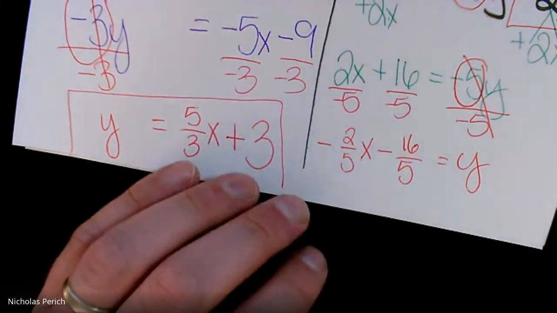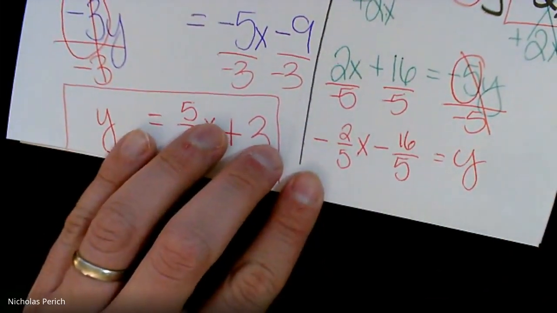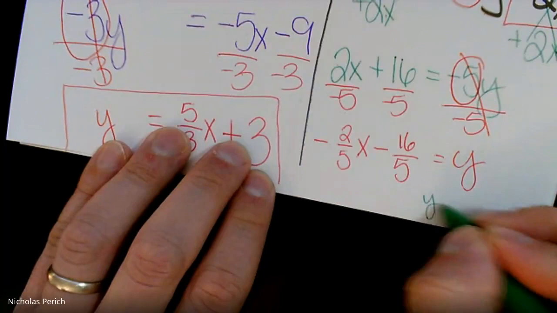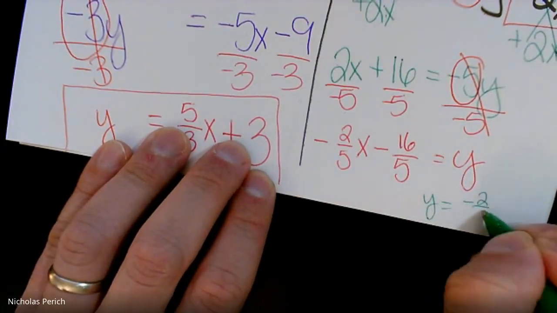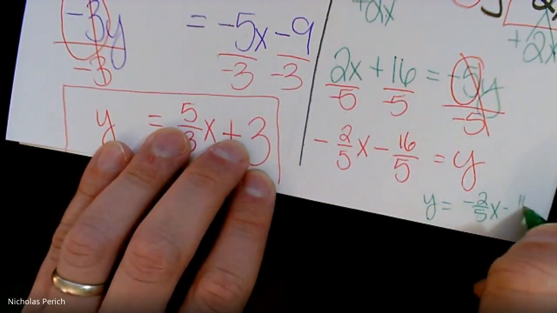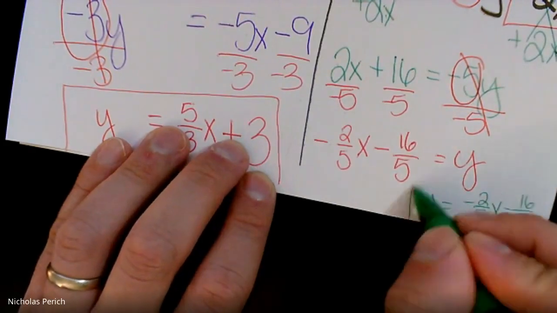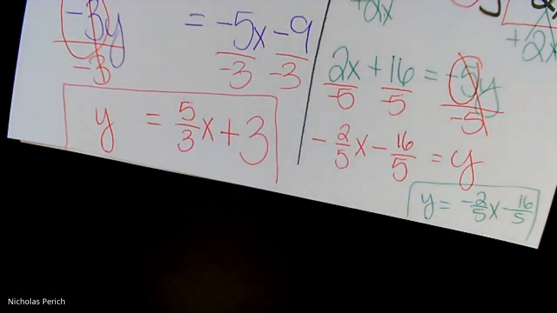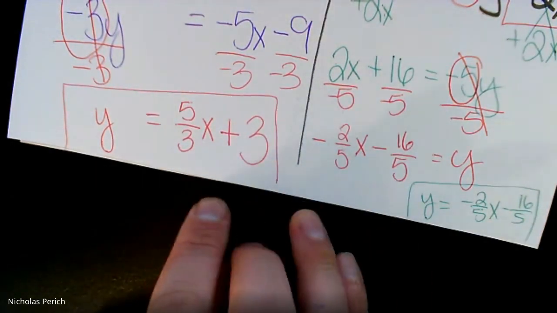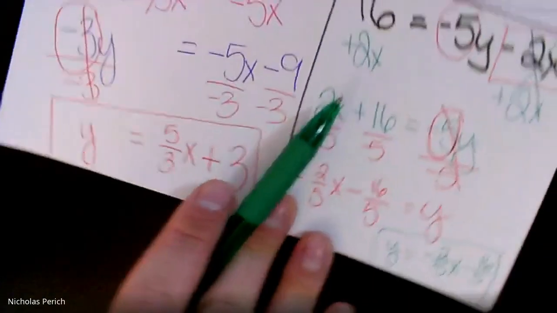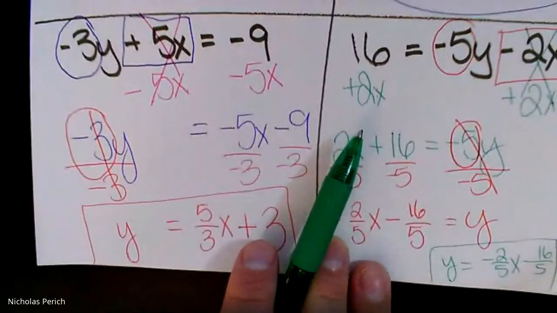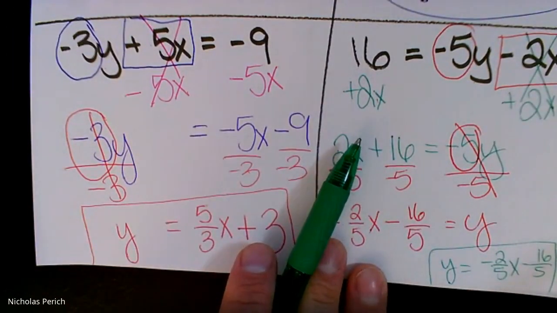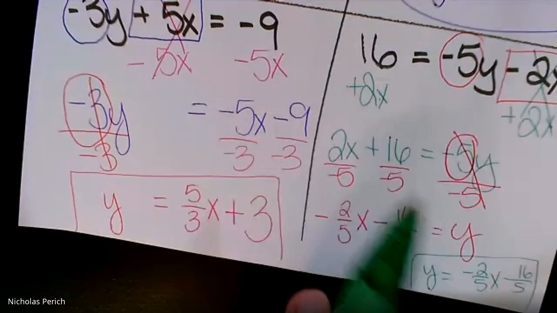Yeah, we have to flip the y. So y equals negative 2 over 5x minus 16 over 5. This page, in my opinion, combined easy to medium difficult. Okay, the first couple problems, easy. I would consider this last problem that we just did medium difficult. Okay, these bottom problems were medium difficult.